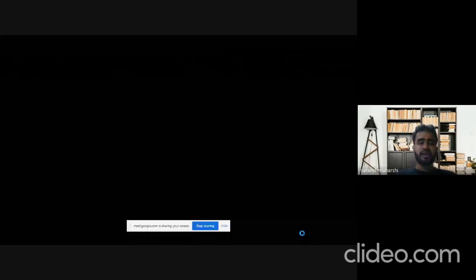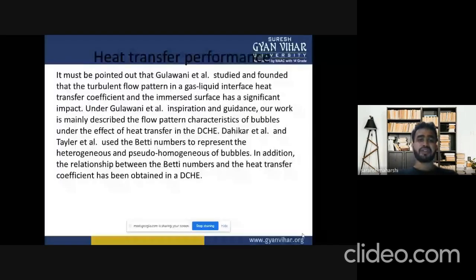Today we will discuss heat transfer performance. It must be pointed out that the Kulwani engineer et al. studied and found that the turbulent flow pattern at a gas-liquid interface has a significant impact on the heat transfer coefficient and the immersed surface.